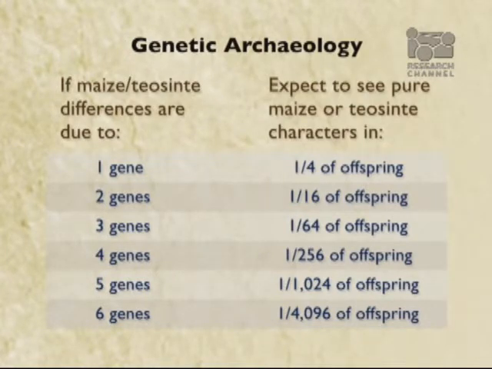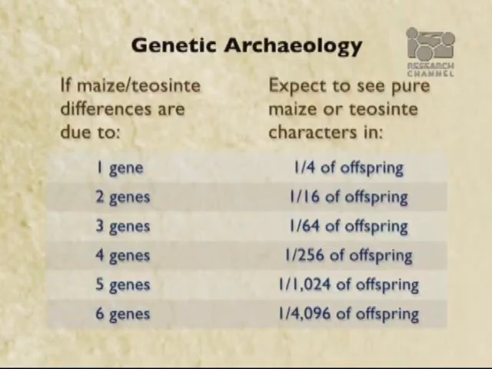So what would happen if the differences were controlled by two genes? So you had to have two different genes on different chromosomes together to produce the differences. Well then, instead of seeing maize or teosinte in a quarter of the offspring, you would see them in 1/4 by 1/4, or 1/16 of the offspring. So that's the chance of getting two maize-like chromosomes at gene number 1 and two maize-like chromosomes at gene number 2, for example. 3 genes, it gets even worse. 1/4 by 1/4 by 1/4 is 1/64, 4 genes, etc.